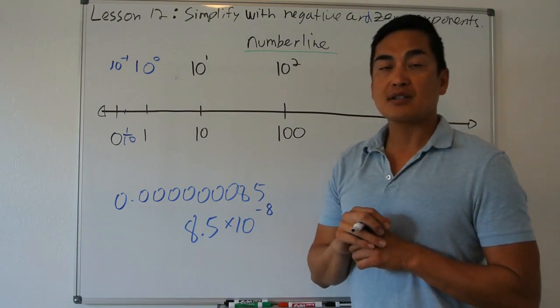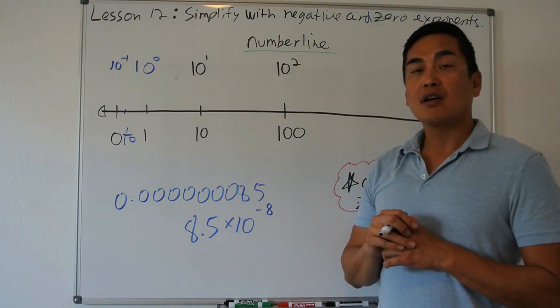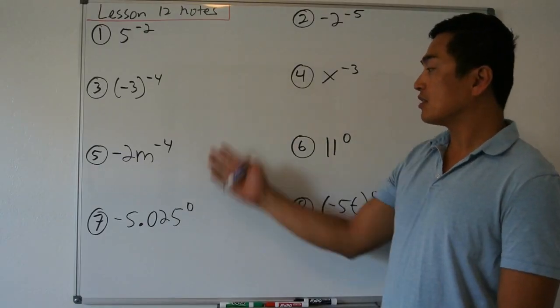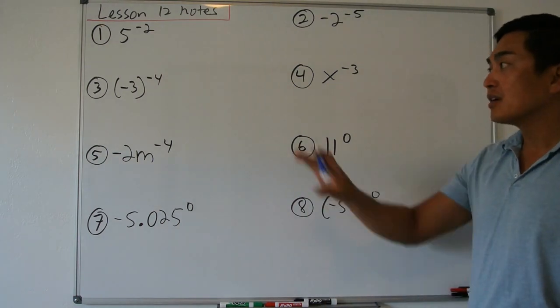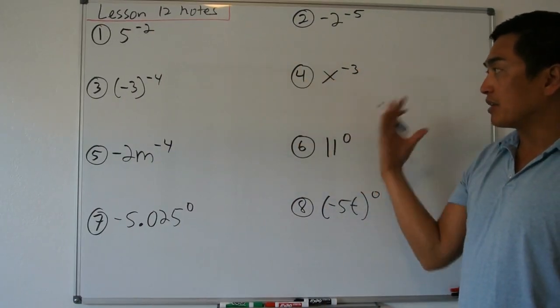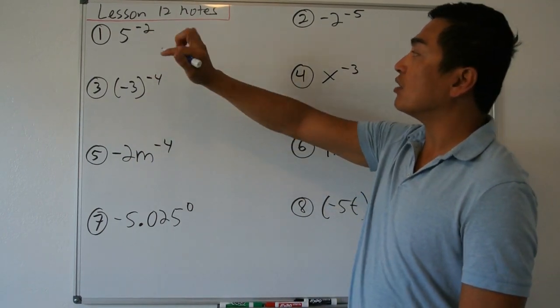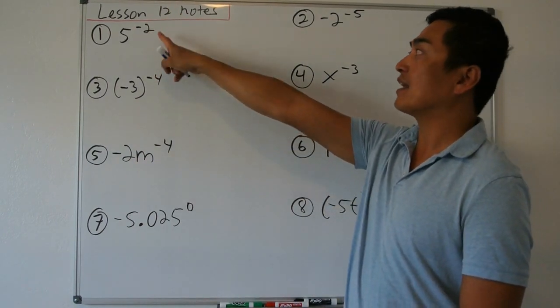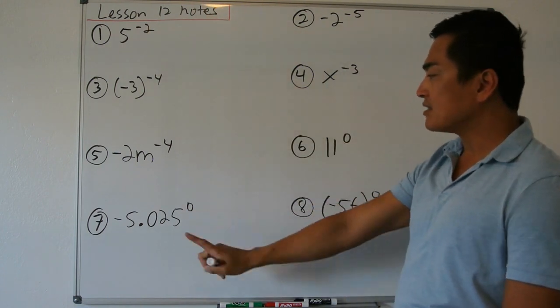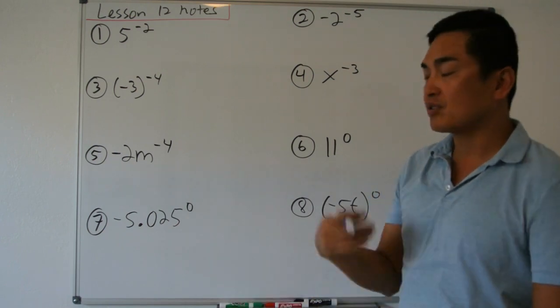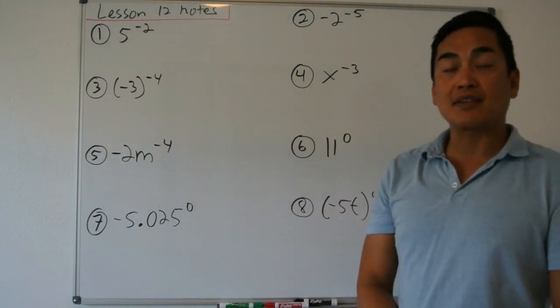Okay, so let's go ahead and get started with our notes. There are actually 12 problems today for our notes. We're going to do 8, and then I'm going to erase this and we're going to do 4. Your goal is to never write an exponent that is negative or zero. You always want to get rid of the negatives and the zeros. So today's focus is just doing the negatives and zeros.